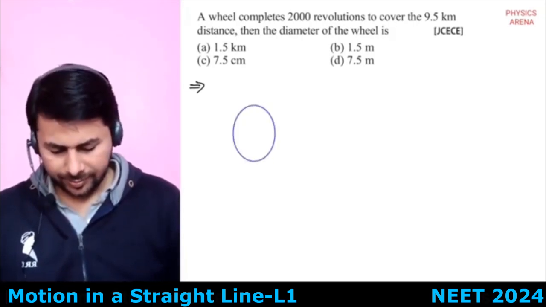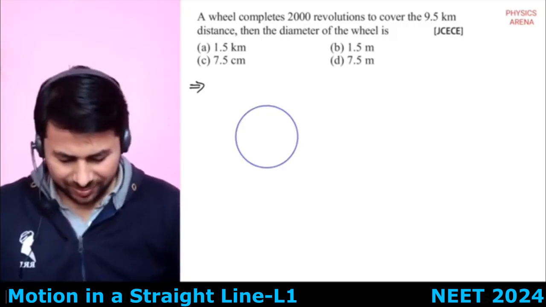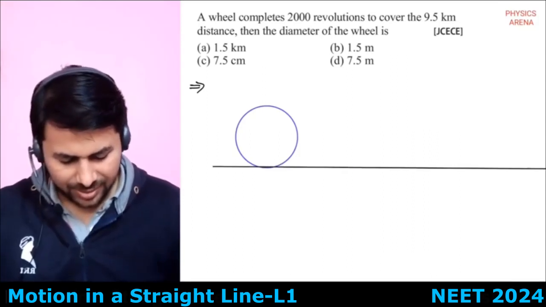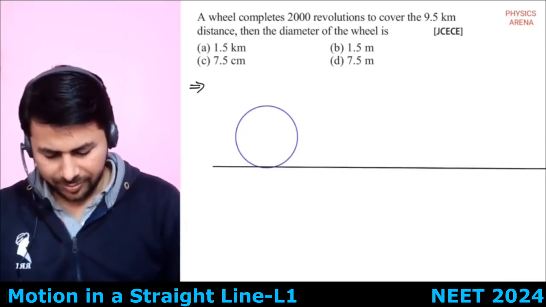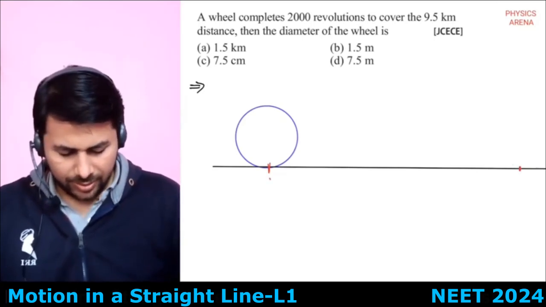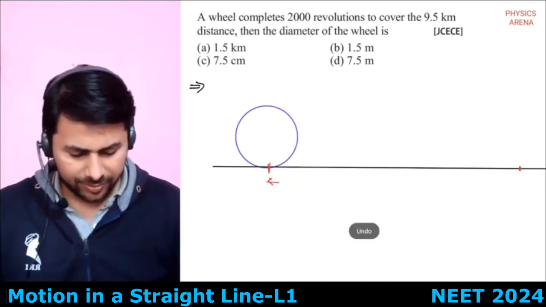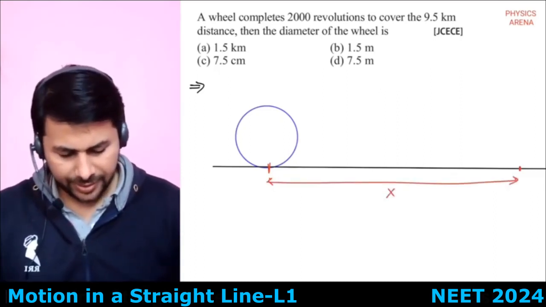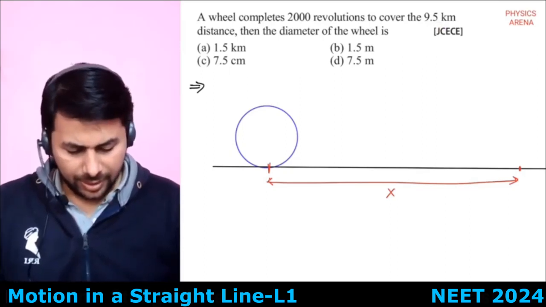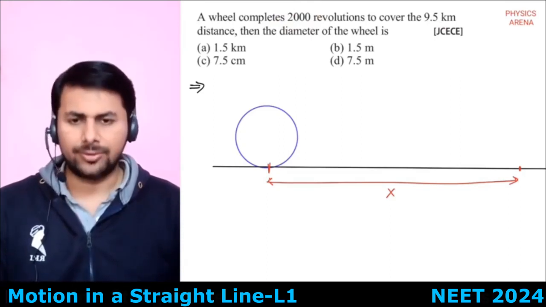Can you guess? Oh, this is not, looks like egg. This is a wheel and it moves from this point to this point to this point. Okay, so this much distance, it covers some distance. Let's call it x. X is equal to 9.5 kilometers. Okay, and now it completes 2000 revolutions while doing so.